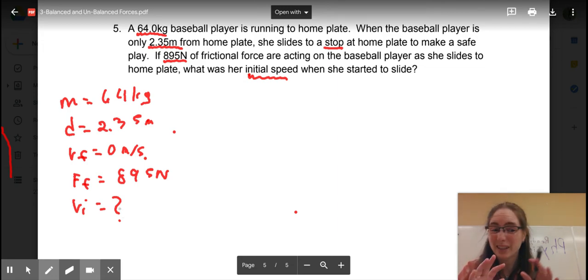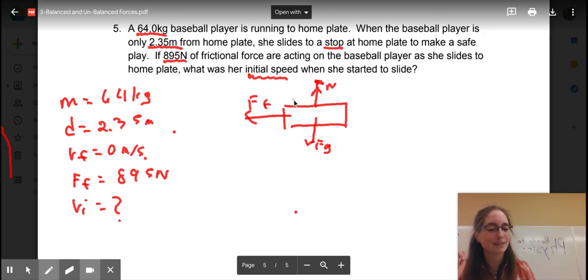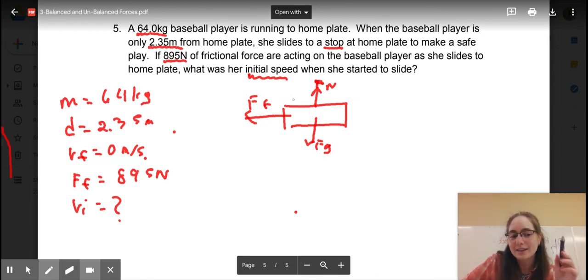All right. So this is a pretty tough question. First thing you should have done is you should have drawn your vector diagram, a lovely free body diagram. So, ladies and gentlemen, we still have our normal force. We still have our FG. We have force of friction acting on the baseball player as she slides. But the key thing is she slid. She has dropped to the ground and slid to home base. She is not applying a force to herself at that time.